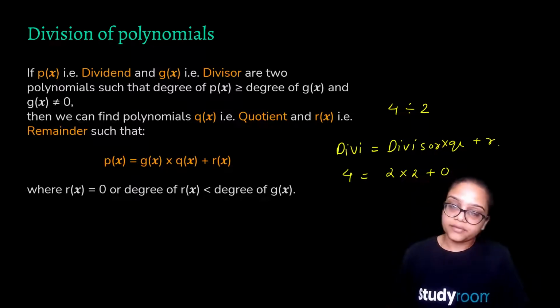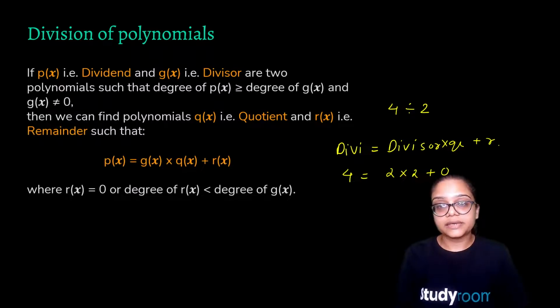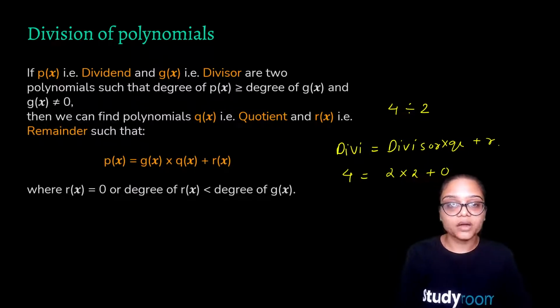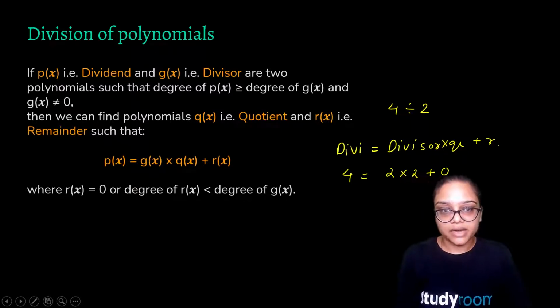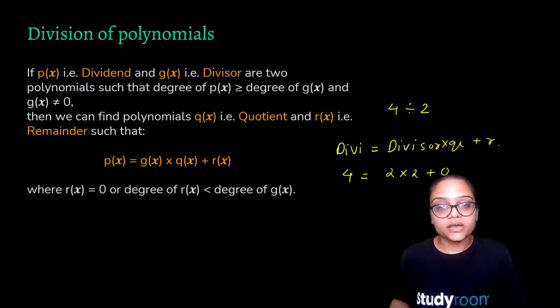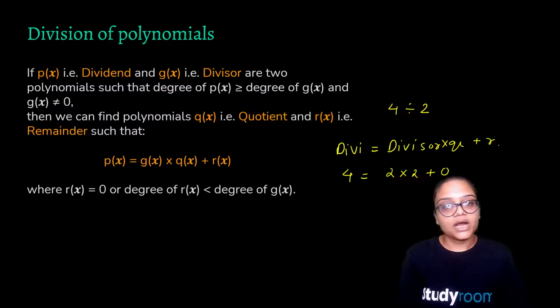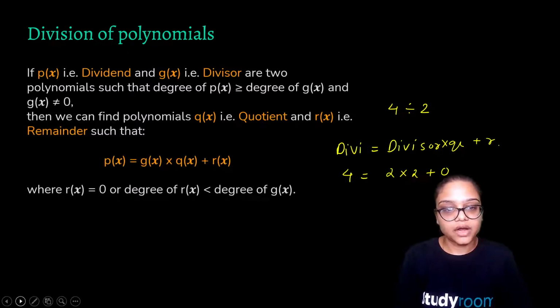Every formula that we follow in this is a part of polynomials too, but with certain conditions. Condition number 1: the degree of p(x) should be greater than the degree of g(x), that is, the degree of the dividend should be greater than the degree of the divisor, and the divisor can't be 0. Again, that's also in the formula. So let's see how this formula works.